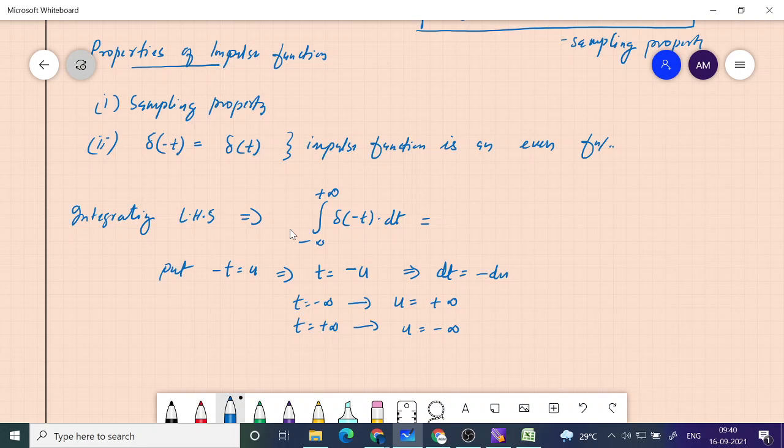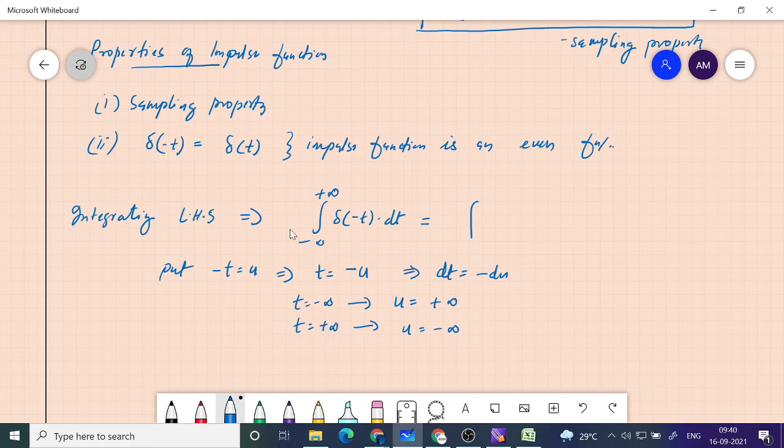Whenever we do a variable transformation in an integral, we need to replace the variable wherever it appears with the new variable, and dt, the differential, should also be replaced in terms of the new variable. And third, the lower limit as well as the upper limit need to be found in terms of the new variable.